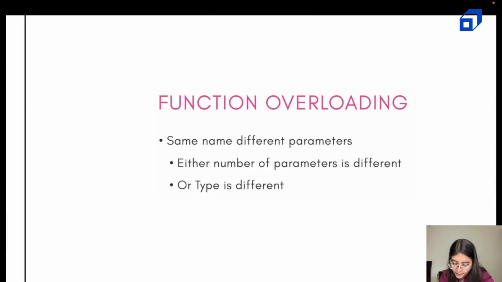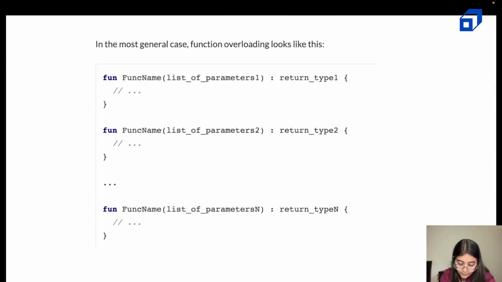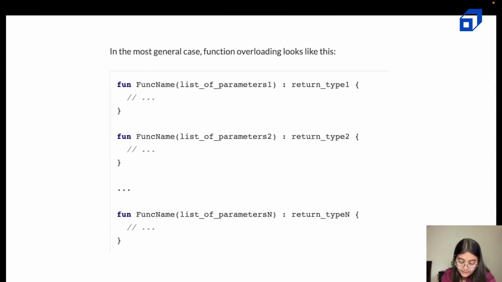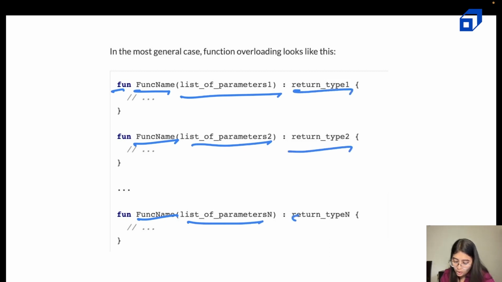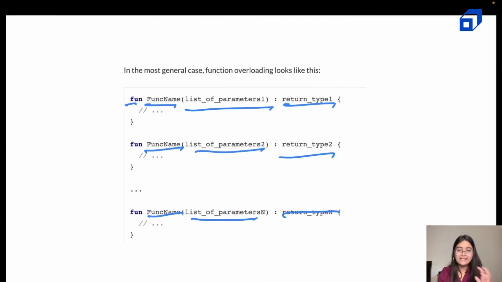So either the number of parameters is different or the type is different. For example, this is one of the best examples. You can see here the function name is the same, with list of parameters 1, parameters 2, and return type. So the function name will remain the same, but either the number of parameters, the type of parameter, or the return type will be different. Perfect. Now let's quickly write some code to understand the concept of functions in an even better manner.